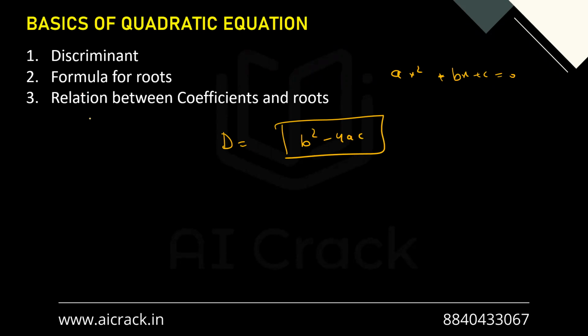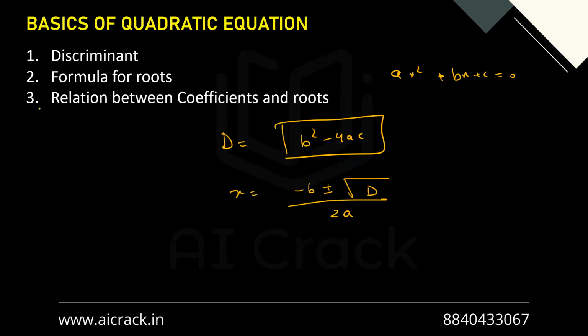Now, if we talk about the formula for roots, that is just the part which we have studied in 9th and 10th class. So x equals to minus b plus minus under root D divided by 2a. D is the discriminant over here. So this is the formula for roots. So we get two roots for a quadratic equation, with a plus sign and a minus sign over here.